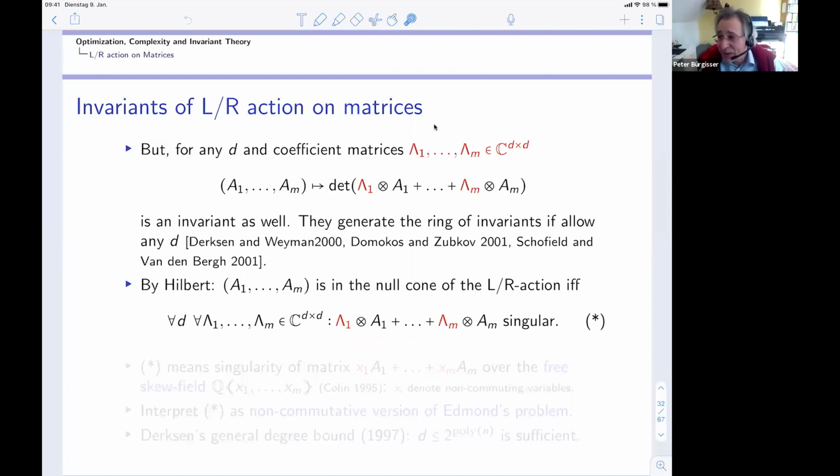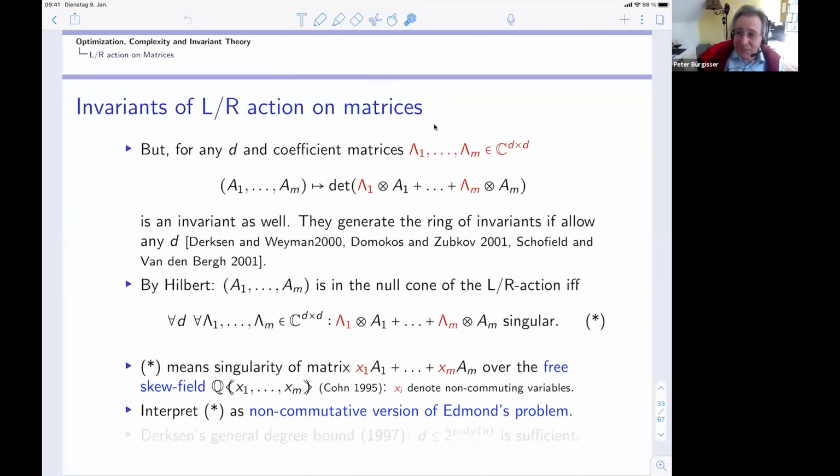Now comes a difficult step. I don't have much time. What I want to do is replace these coefficient matrices by variables, by non-commutative variables. I want to interpret this as a statement in an algebraic domain which is not commutative, in the most general sense. One can do that, but I have no time to go into it.